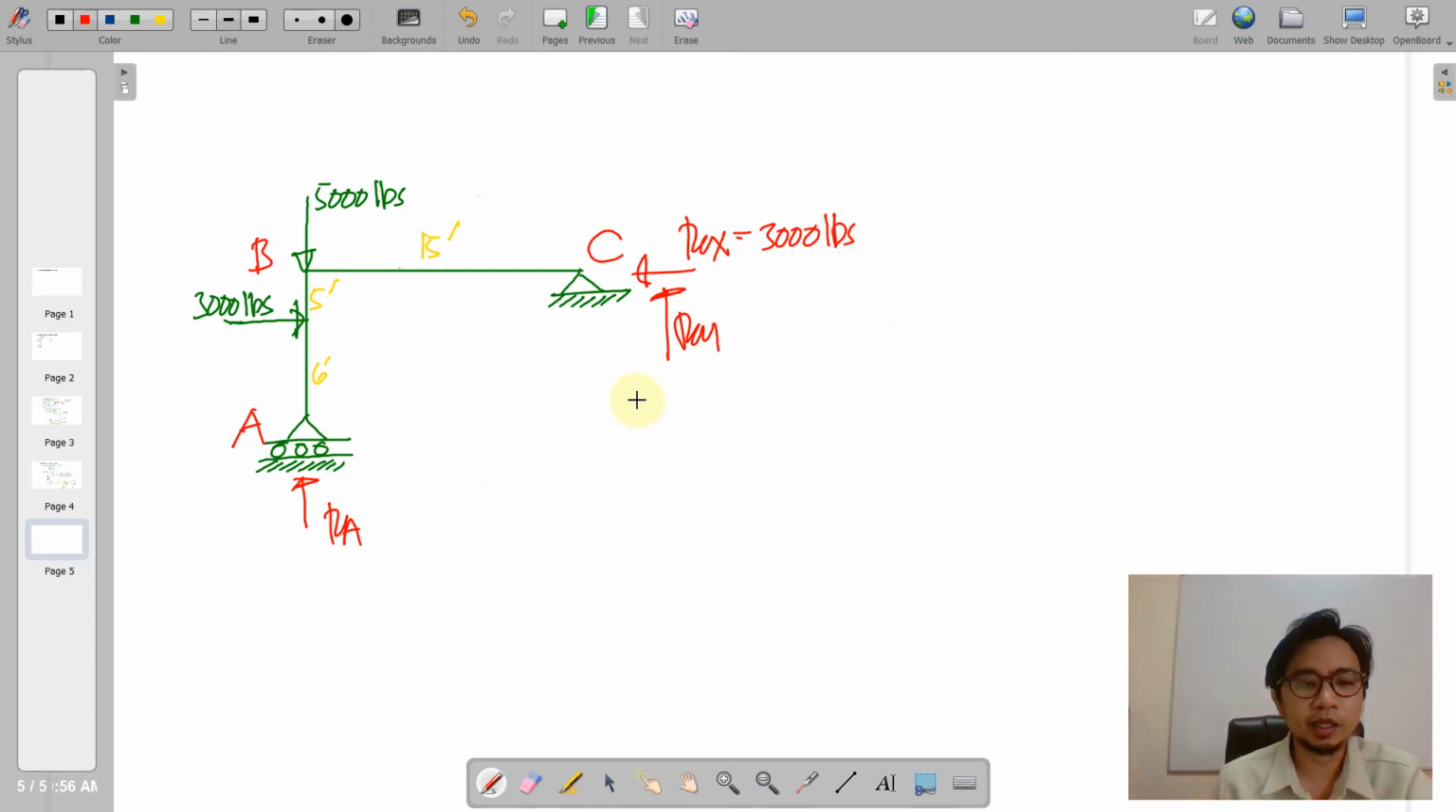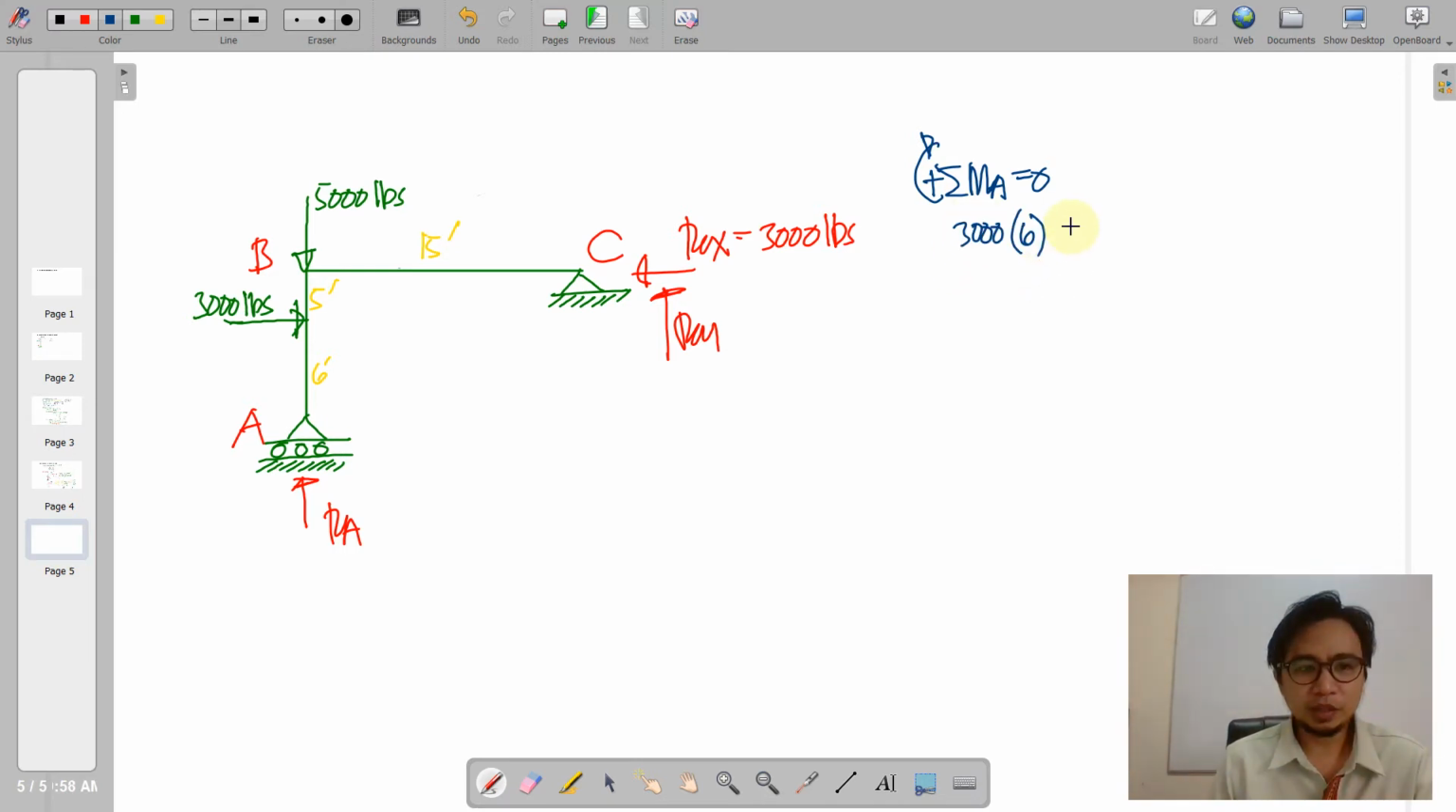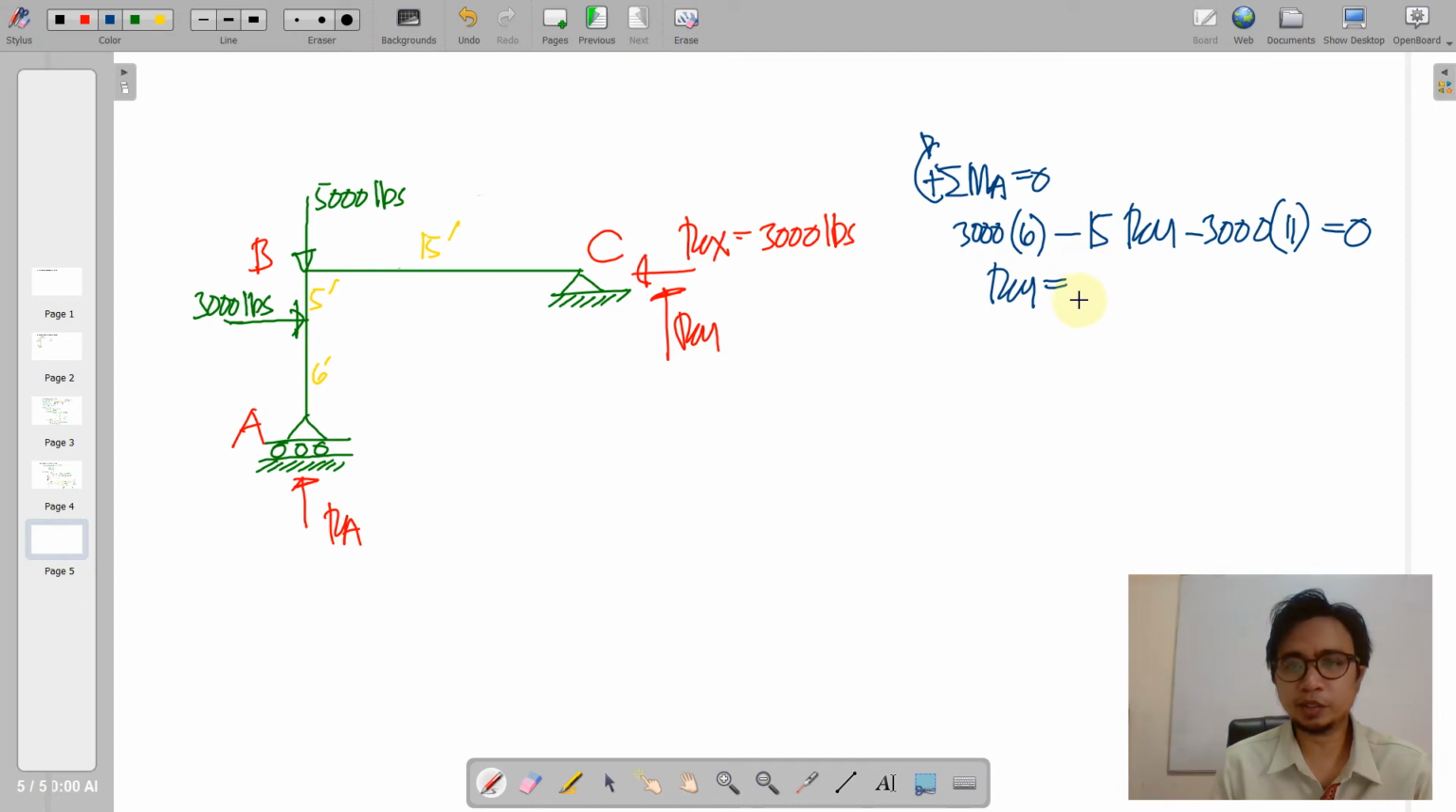Of course, RE and RCY will be solved out of summation moments. So we do that. Summation moments at E, we have 3000 times 6 less 15 RCY less 3000 times 11, and that will be equal to 0. We compute and we will find RCY will be equal to negative 1000 pounds. So negative is an indication that we have assumed a wrong direction for RCY. So RCY is supposedly going downward.